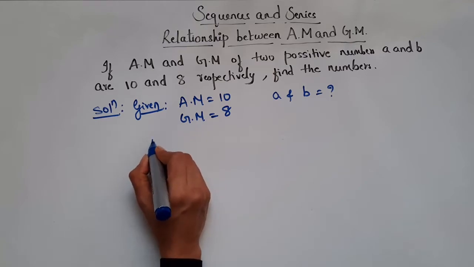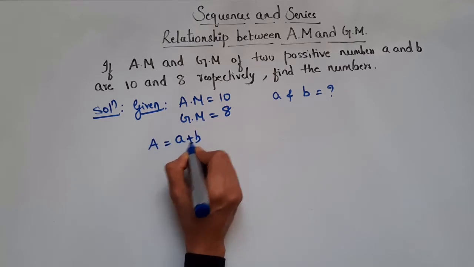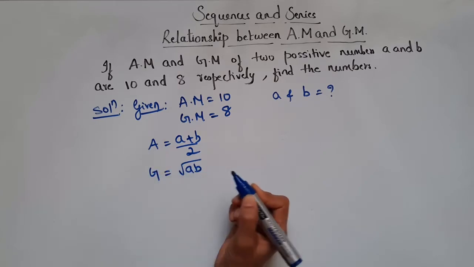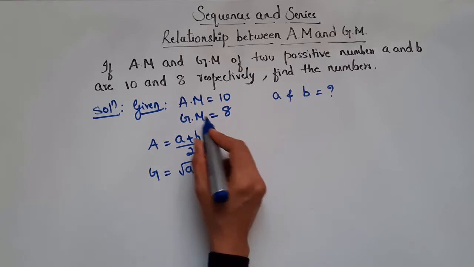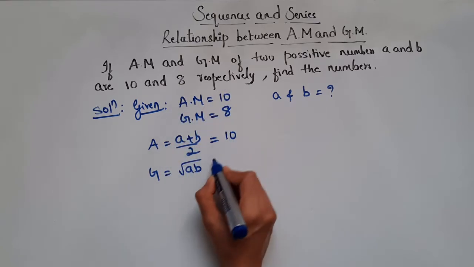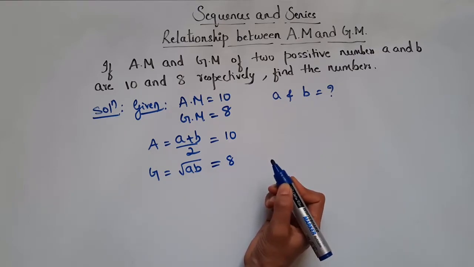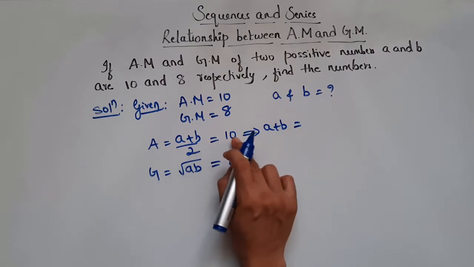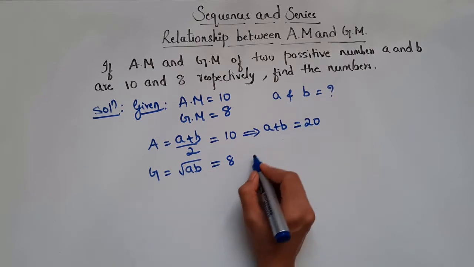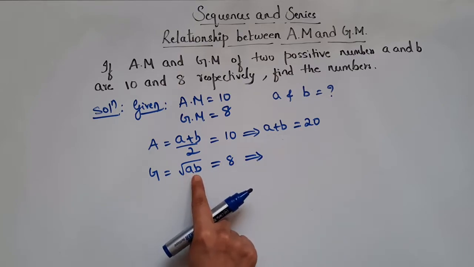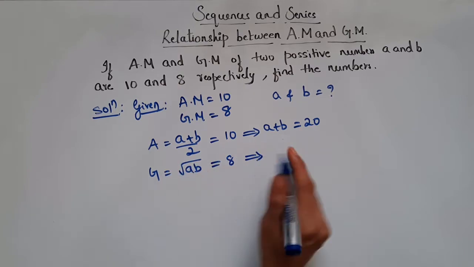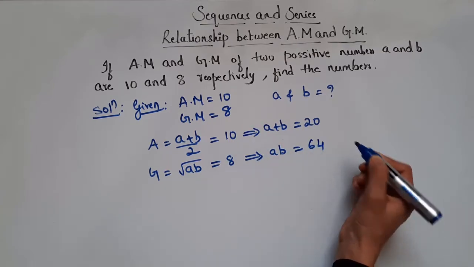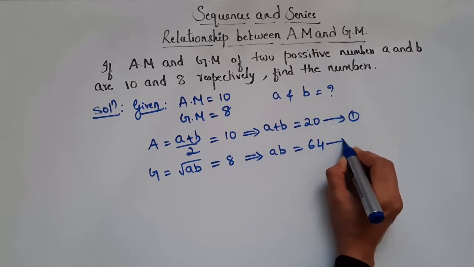So we know arithmetic mean A is equal to (a plus b) by 2 and geometric mean G is equal to root ab. We know this. So here they have said arithmetic mean is 10. So this is equal to 10 and geometric mean is 8. So from this equation we can write a plus b is equal to 2 into 10 is 20, and from here we can write root of ab is equal to 8. When you square on both the sides, we will get ab is equal to 8 square, 8 8s are 64.